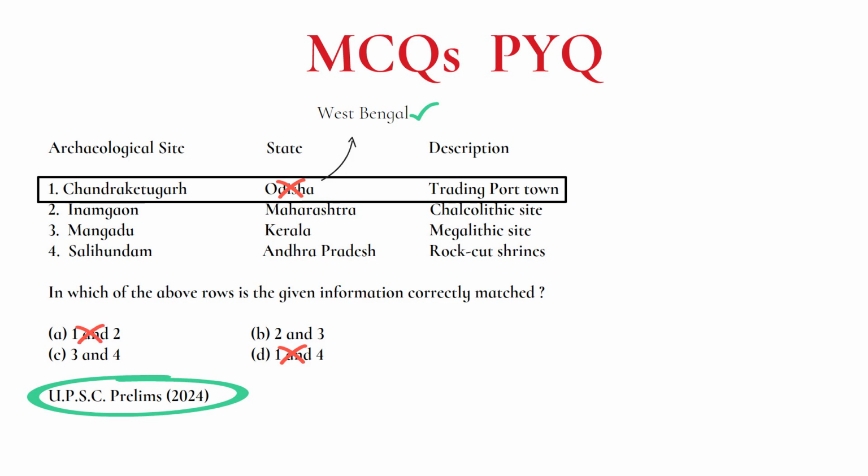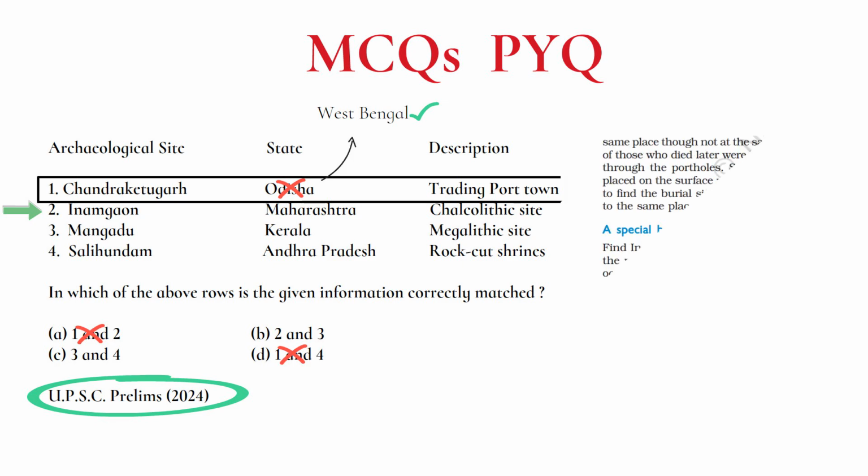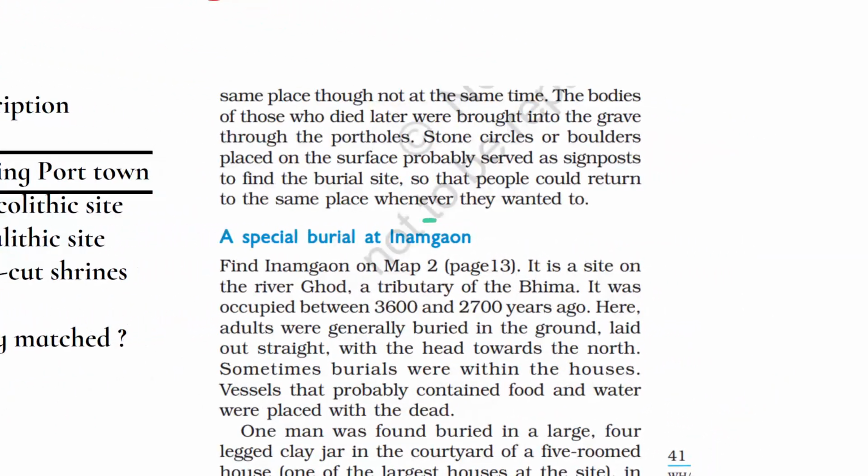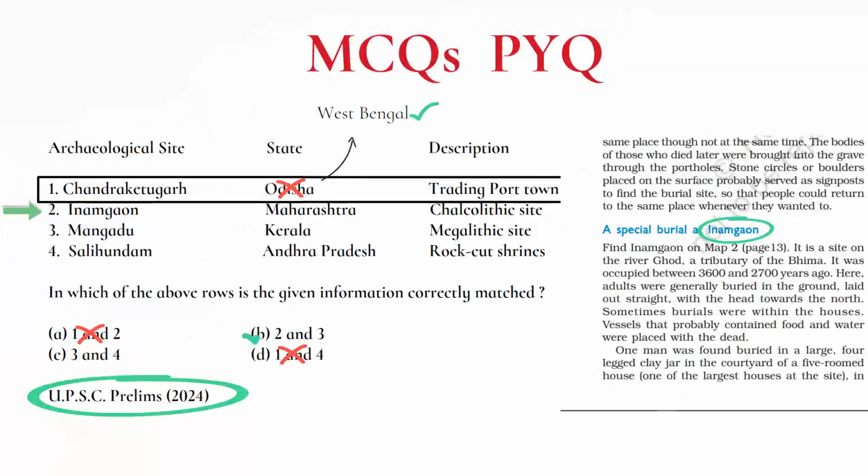Now second site is Inamgaon. Now this site is clearly mentioned in both new and old NCERTs. It's a Chalcolithic age site. We haven't studied Chalcolithic age yet. And not only it's mentioned in NCERT, an entire paragraph is dedicated to Inamgaon in new class 6 NCERT. So just from these 2 statements, we get the answer as option B.